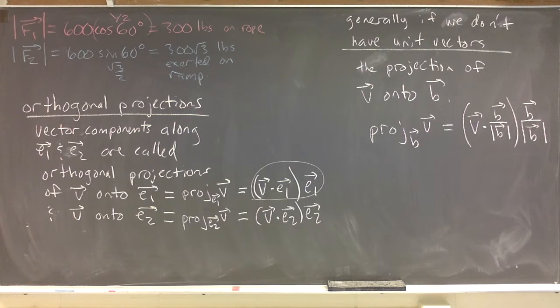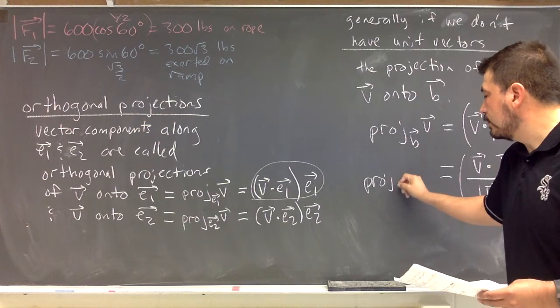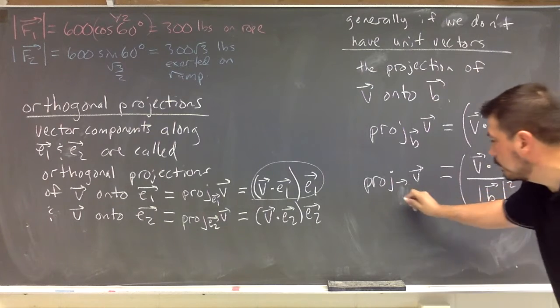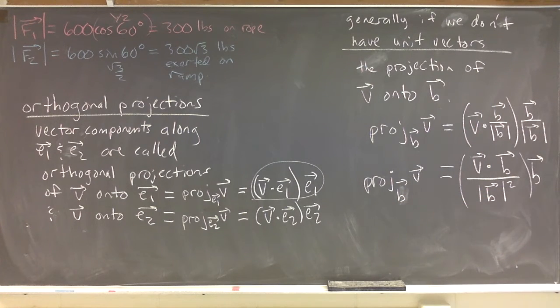All right, now we'll clean it up a little bit and write it into a little bit more of a convenient calculation format. We can just take V dotted with B, okay, over, we got two magnitudes, so let's make it the magnitude of B squared, and then we still have B on the outside. So if you regroup things and rewrite it, okay, this is the formula that you need to know for projection. The projection of V onto B, there it is.